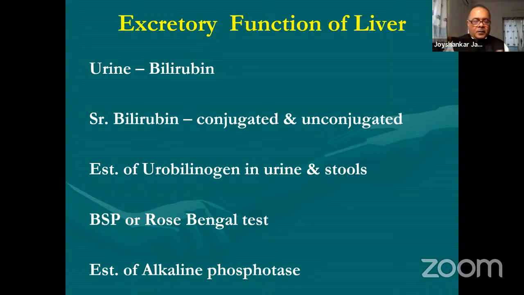Serum bilirubin, conjugated and unconjugated, estimation of the urobilinogen levels in the urine and the stools. Rose Bengal test and BSP tests are not done these days, and the estimation of the serum alkaline phosphatase. So these are the excretory functions of liver.